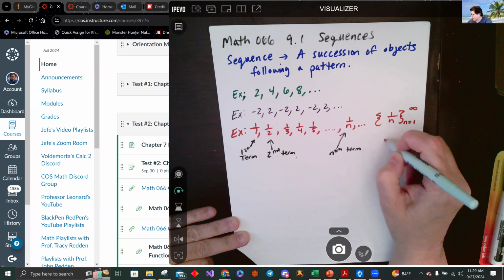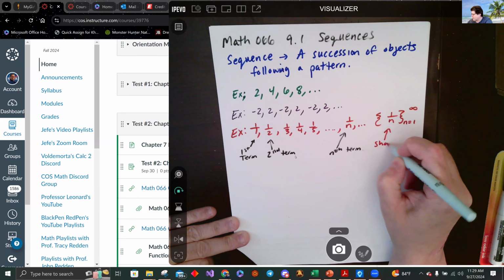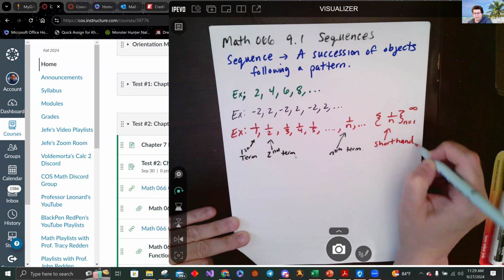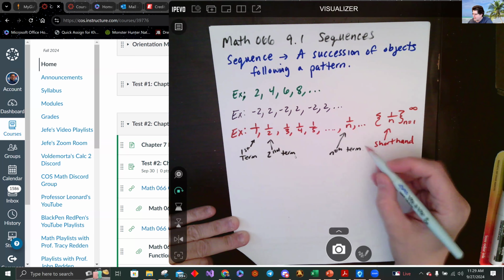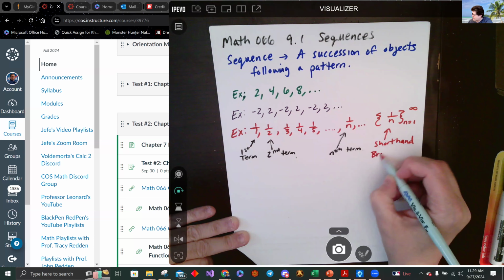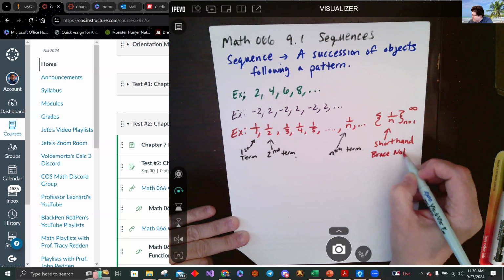This is a shorthand notation to indicate a sequence. We call this the brace notation because it uses braces.